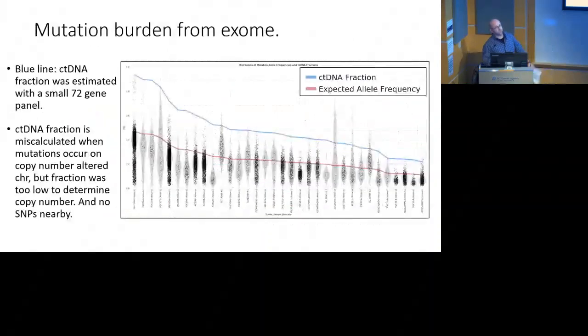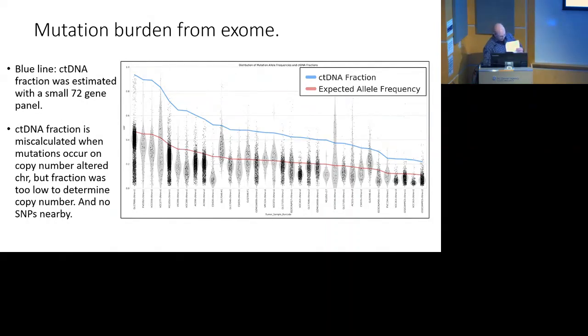So usually we use a 73 gene panel, or 72 gene, I guess, at the time I made this slide, to find out the ctDNA fraction. And here on the blue line, we have that ctDNA fraction from that small panel from exomes, which are then displayed here. You can see where the exome actually lays with that actual panel there.